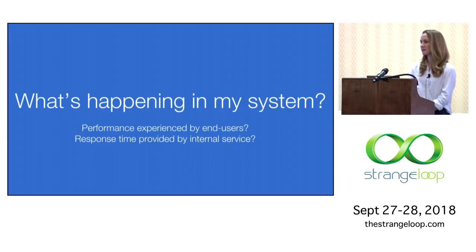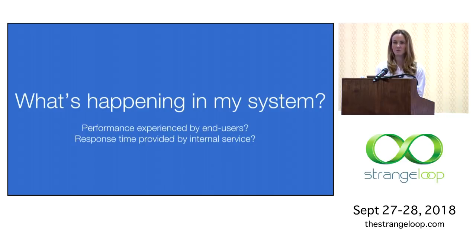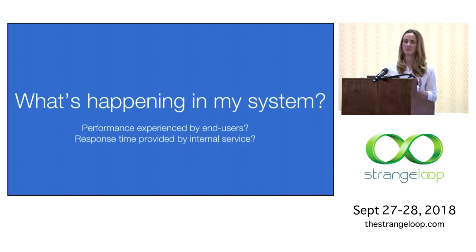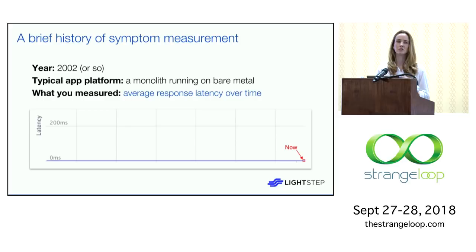So first, what's going on? I want to talk about what happens when developers want to understand the performance that's being provided by their system. This might be understanding the performance that's experienced by end users, or it might be understanding the performance of some internal system. Is this internal system providing the service level objectives that it's promised to the other services that depend on it? So I'll walk through a history of how folks have thought about this over the last decade or so.